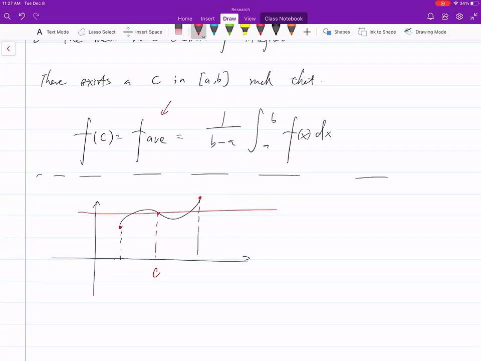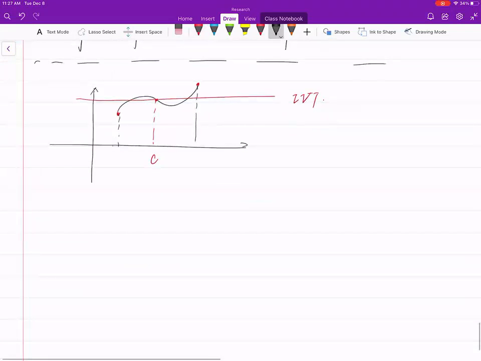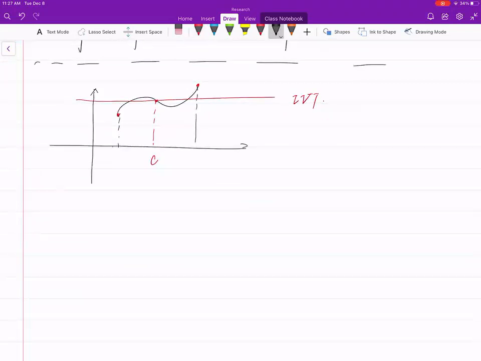Sounds good? Can you see this is nothing but the intermediate value theorem applied to this situation? So this is nothing but intermediate value theorem. All right. Very easy to understand.